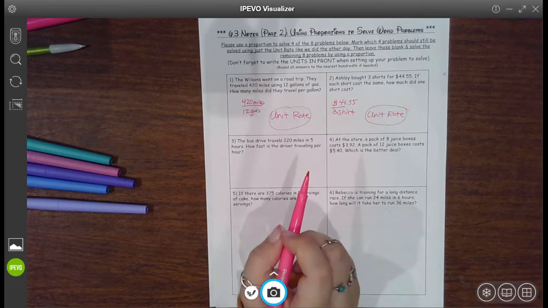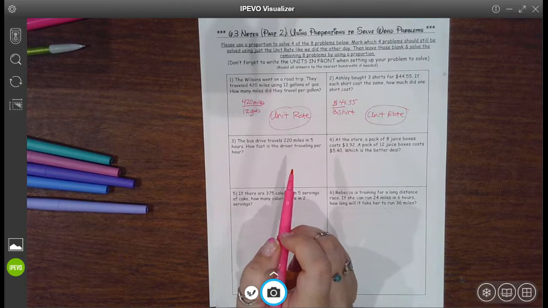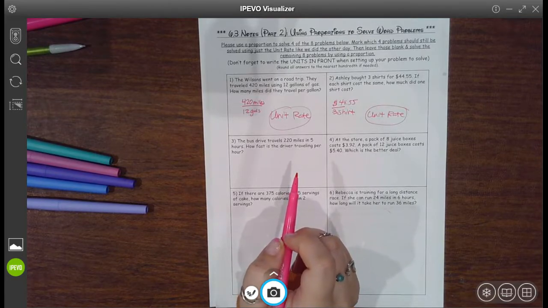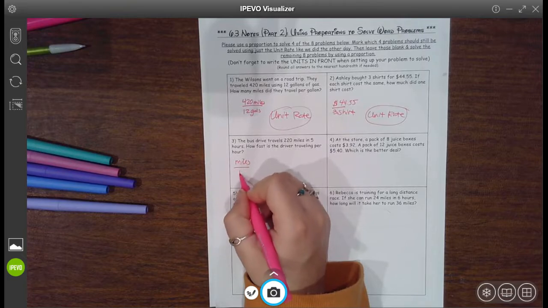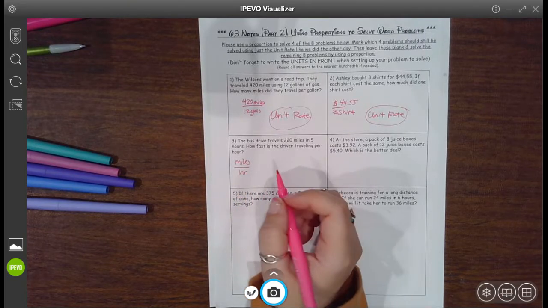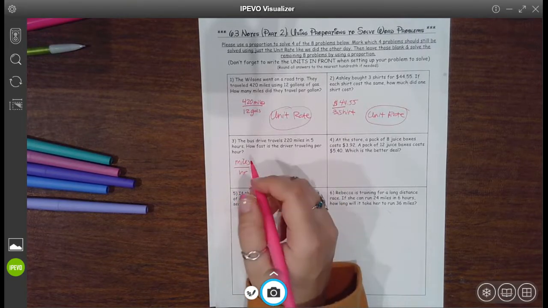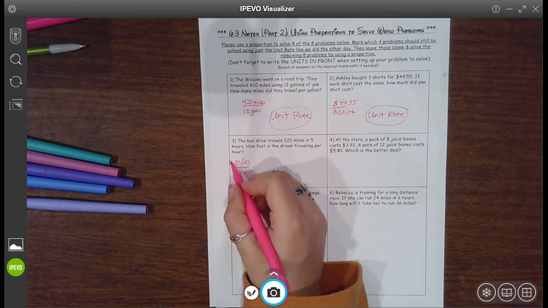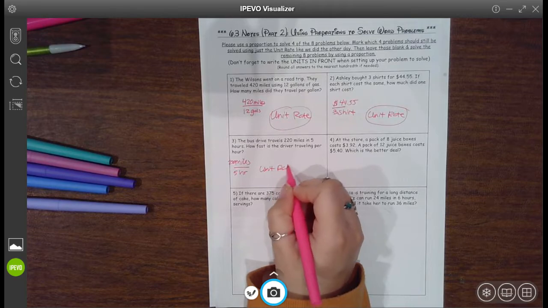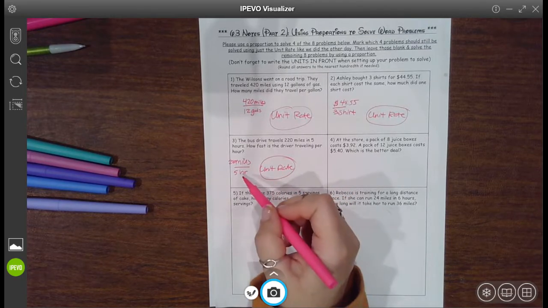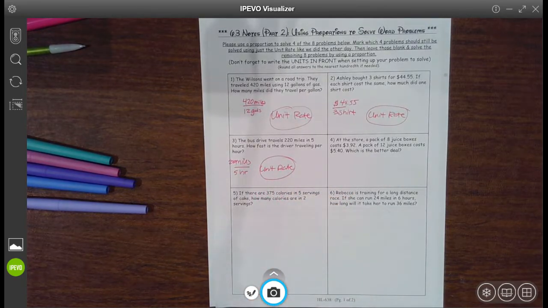Okay, the next one says the bus driver travels 220 miles in 5 hours. How fast is the driver traveling per hour? So miles per hour, and they want to know how fast he goes per 1 hour. So eventually I want the number of hours to become 1. So again, I'd just be finding the unit rate. I would divide both of these by 5 to get that.